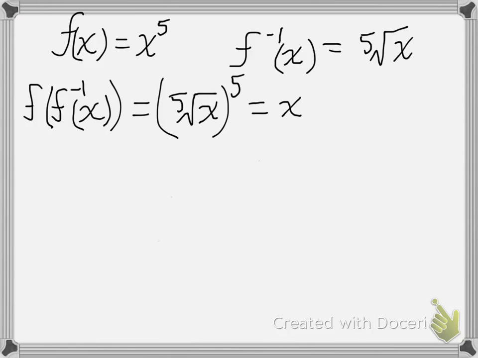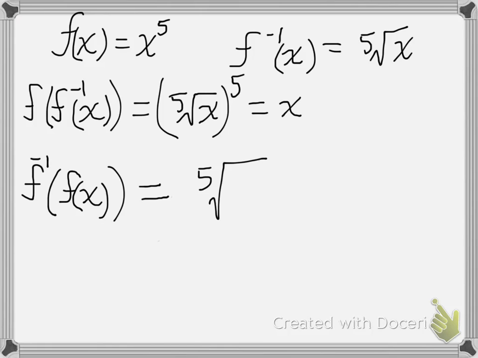And the same thing, now I'm going to plug my original into my inverse. Okay, my x for my inverse. So how you notate that is this. I'm going to go ahead and plug it in. The x to the fifth there. And what happens? The same thing. The 5s end up going away, and we end up getting the x there.